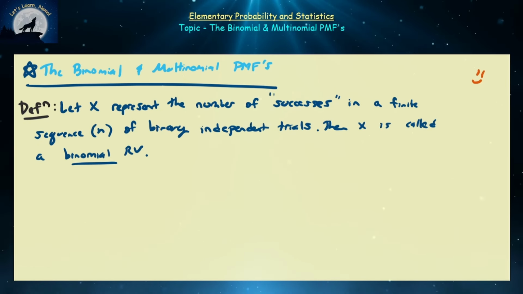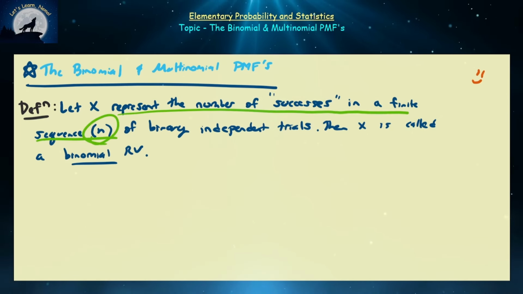So let's first off start by defining what a binomial random variable is. A binomial random variable X is going to represent the number of successes in a finite sequence n of binary independent trials. If X satisfies that, we call that a binomial random variable.